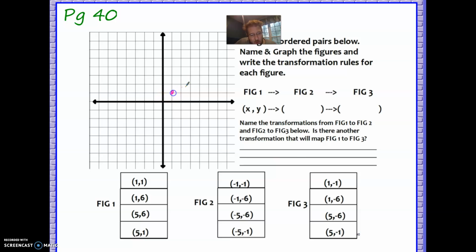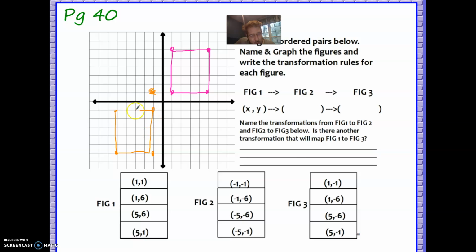So I'm going to do one more. We have 1, 1, 1, 6, 5, 6, same height, and then 5, 1. Now, clearly this is going to look like a rectangle. And then it's going to go to negative 1, negative 1. Sorry, I did the wrong one. So that's going to be here. I didn't erase. Negative 1, negative 6, negative 5, negative 6, and negative 5, negative 1.